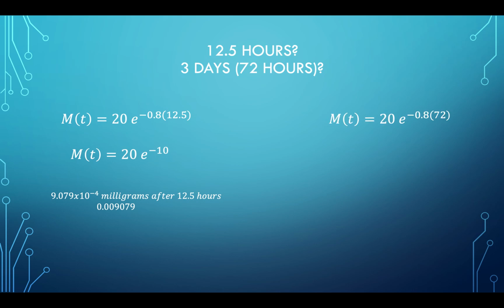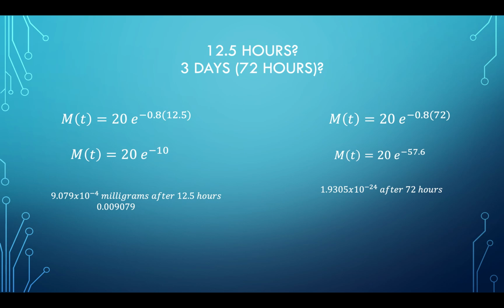Next, I wanted to know how much there is going to be after 72 hours. Same thing, I'm just going to plug 72 in for the exponent. So we do negative 0.8 times 72, and we get negative 57.6. Now I'm going to do e to the negative 57.6 power, get an answer, and multiply it by 20. Once we do that, in my calculator, I get 1.9305 times 10 to the negative 24th after 72 hours.